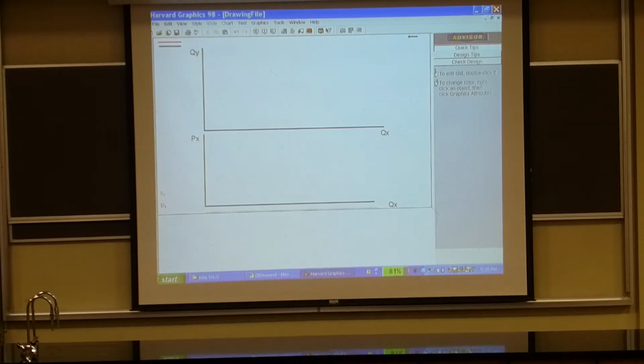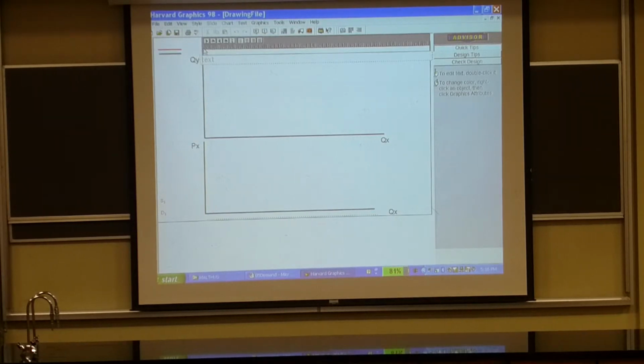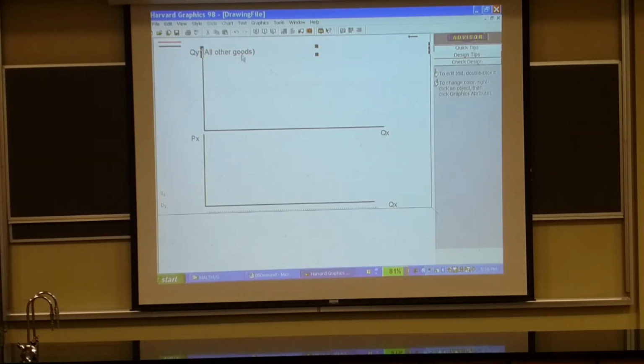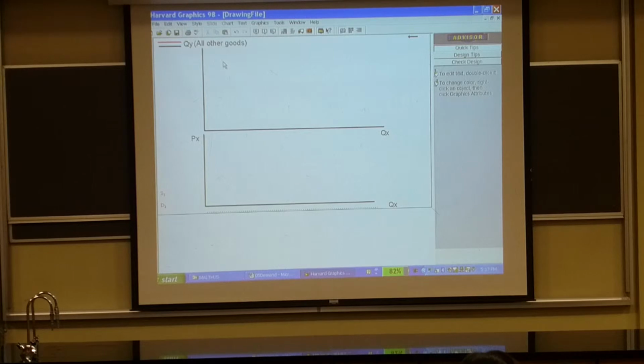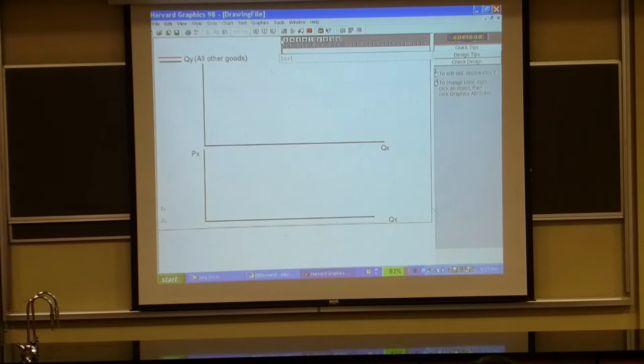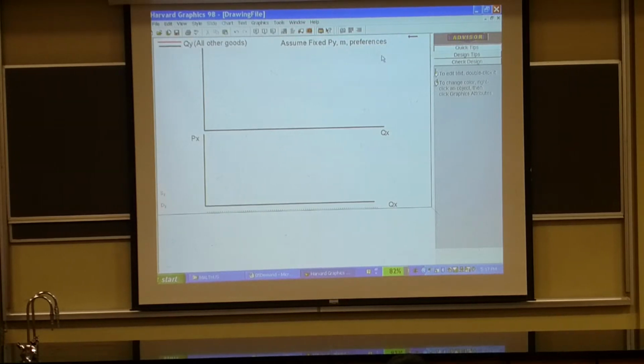I'm going to define the quantity of y. I'm going to define y basically as all other goods. You'll tell me why I did that in a minute. When you do a demand function, I want you to remember that y represents all other goods. And then over here we're going to assume fixed the price of y, income, and preferences. Why do I assume these things are fixed in the first place?